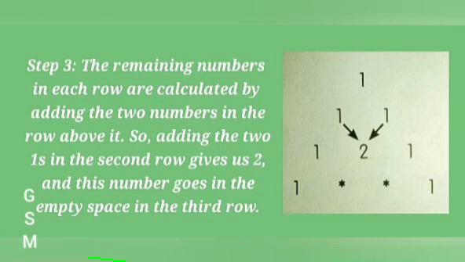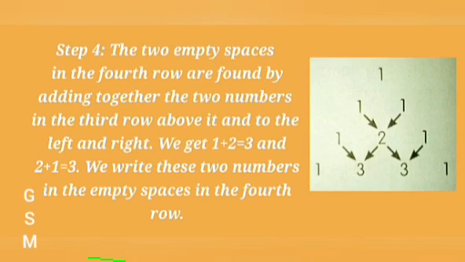Step 3. The remaining numbers in each row are calculated by adding the 2 numbers in the row above it, directly above the number and slightly to its left and its right. So, adding the 2 ones in the second row gives us 2, and this number goes in the empty space in the third row.